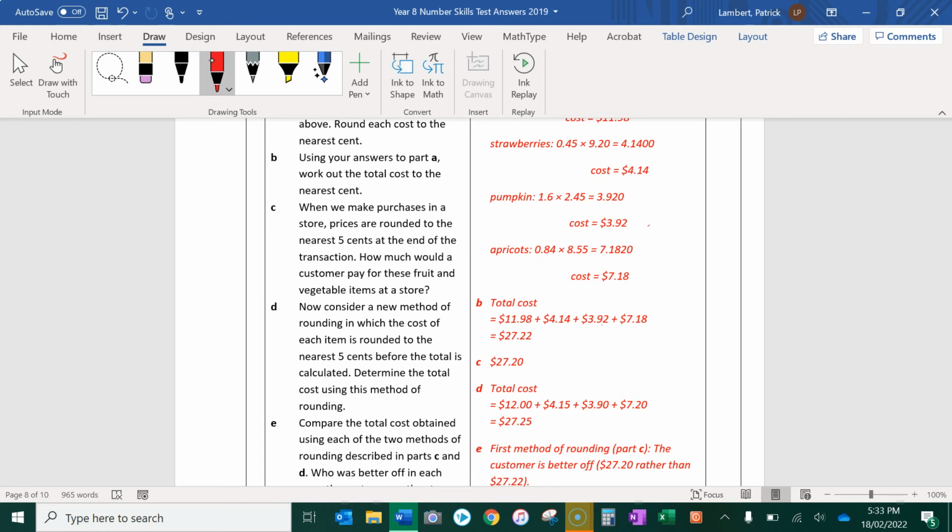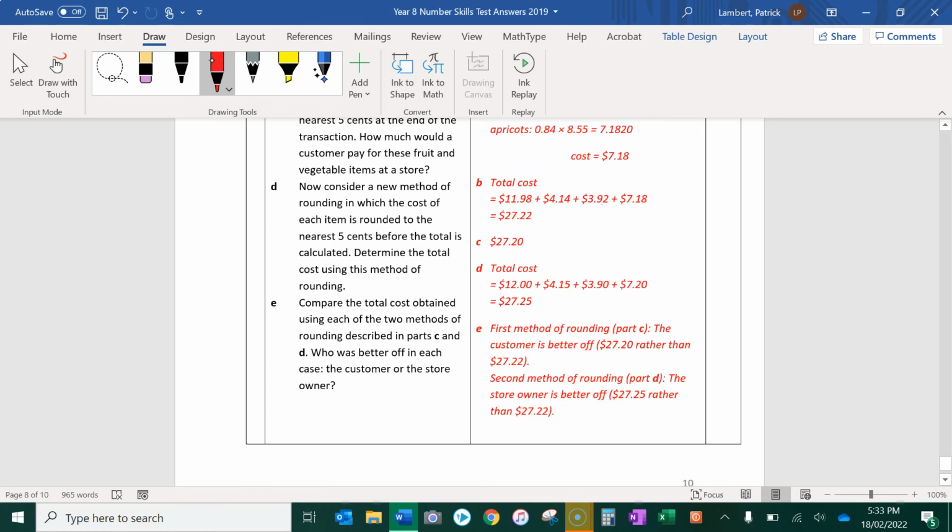So round it off to the nearest 5, 2 is lower, so $27.20. Total cost is in fact $27.22. Round it off, it's $27.20. Now consider a new method of rounding in which the cost of each item is rounded to the nearest 5 cents before the total is done.